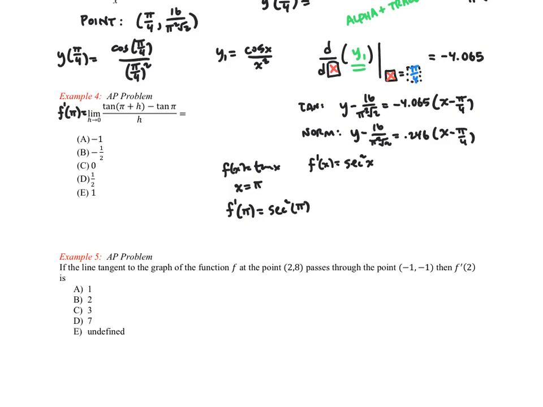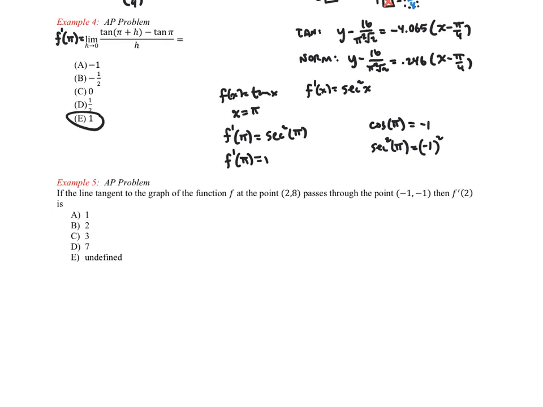Now, secant squared of pi may not be easy for you to recall, but the cosine of pi, I bet you know. The cosine of pi ends up being negative 1. Therefore, the secant of pi will be the reciprocal of negative 1, which is negative 1. So secant squared of pi will be negative 1 squared. Therefore, f prime at pi will equal positive 1. Answer is E. All right, let's keep going.